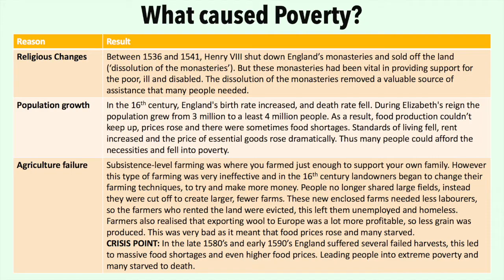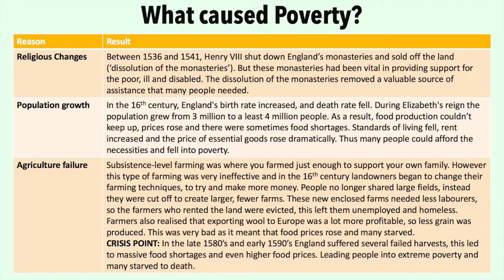Another reason was the population growth. In the 16th century, England's birth rate increased and the death rate fell. During Elizabeth's reign, the population grew from around 3 million to at least 4 million people. As a result, food production couldn't keep up. Prices rose and there were sometimes food shortages. Standards of living fell, rent increased, and the prices of essential goods rose dramatically. Thus, many people couldn't afford the necessities and fell into poverty.